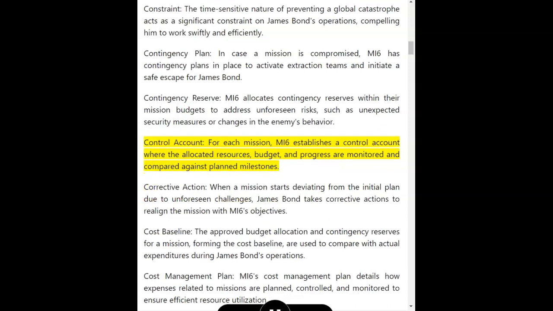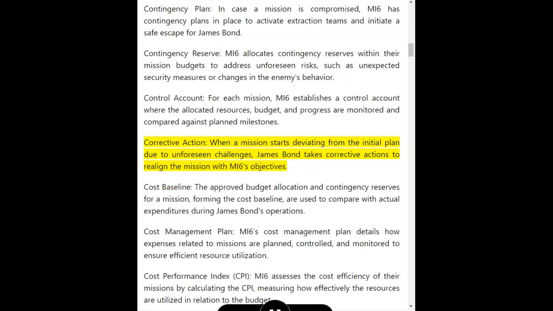Control Account. For each mission, MI6 establishes a control account where the allocated resources, budget, and progress are monitored and compared against planned milestones. Corrective Action. When a mission starts deviating from the initial plan due to unforeseen challenges, James Bond takes corrective actions to realign the mission with MI6's objectives.